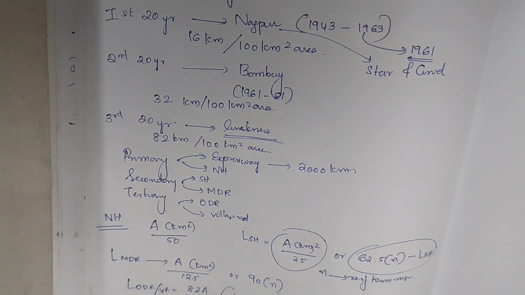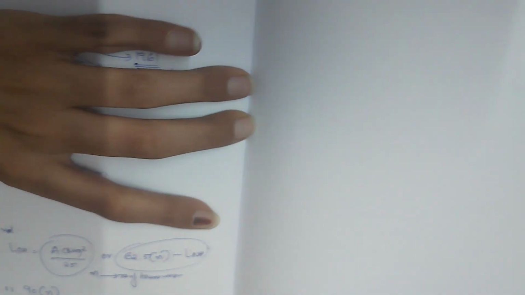After the Lucknow plan, the overall target was achieved, but the targeted length of state highway and national highway was not achieved. Therefore, the 20-year road plan was dropped, and instead a new plan was developed under the supervision of National Highway Authority of India, that is National Highway Development Program. Under it, roads were developed phase-wise.